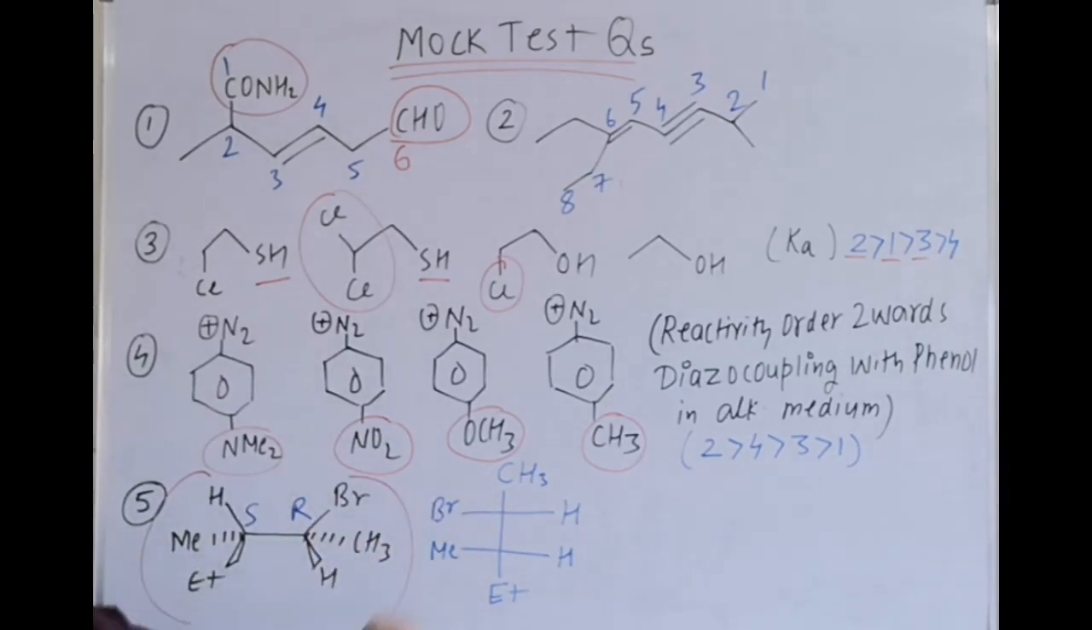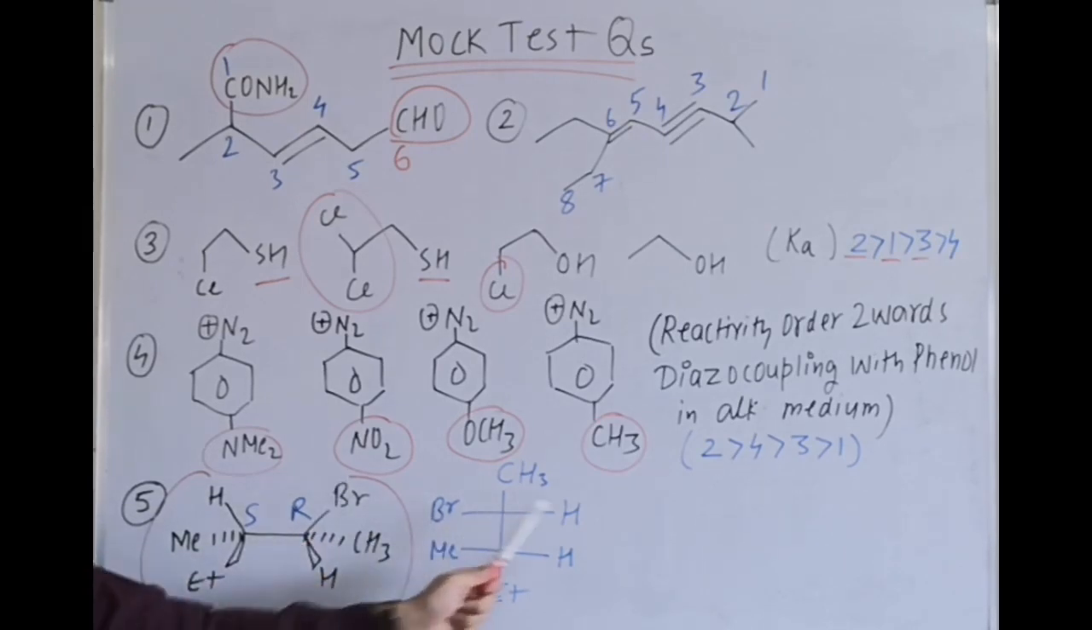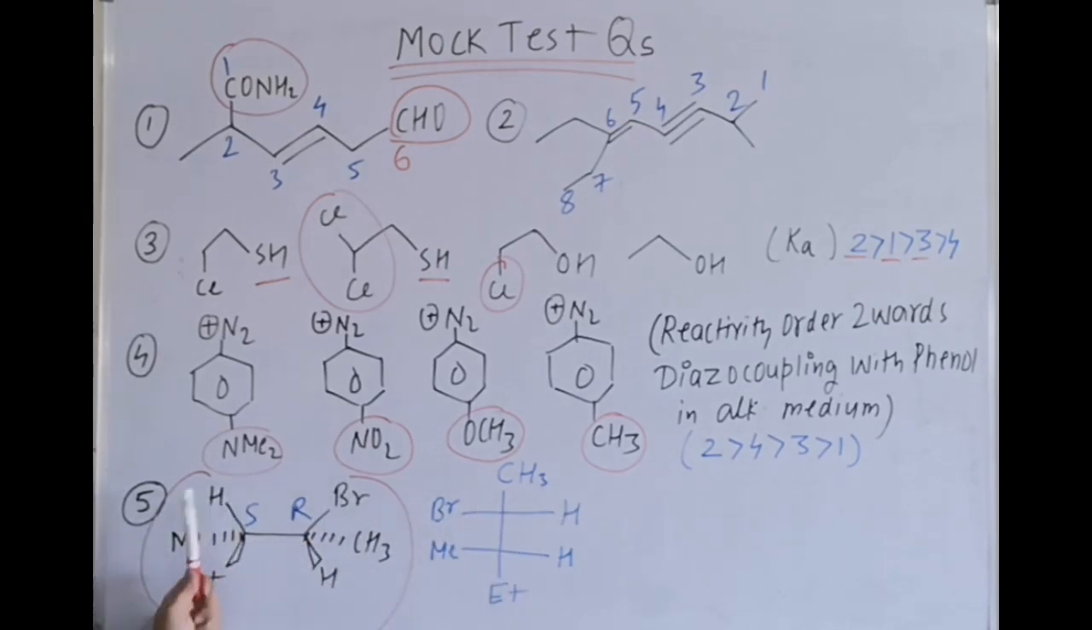Now if I want to write it in Fischer projection, I will consider one point: on the vertical line, the maximum number of carbon atoms. First carbon, on the second carbon Br, third carbon, fourth carbon ethyl and fifth carbon ethyl. So CH3, carbon, ethyl, longest chain selected. Now on the second carbon the Br group is there, and on the third carbon methyl and hydrogen.